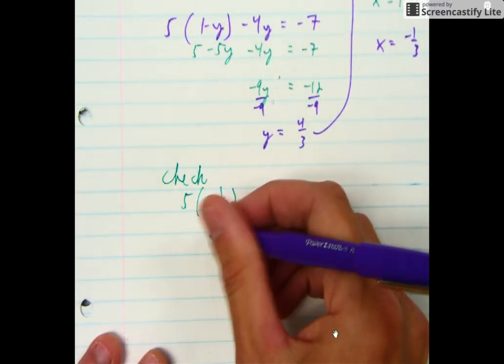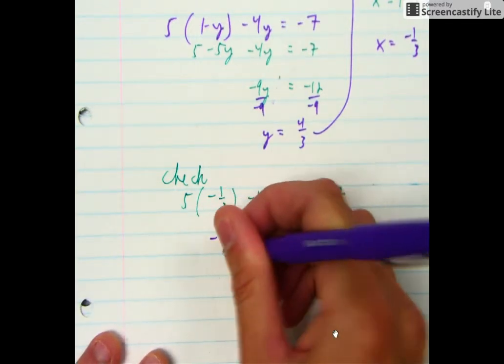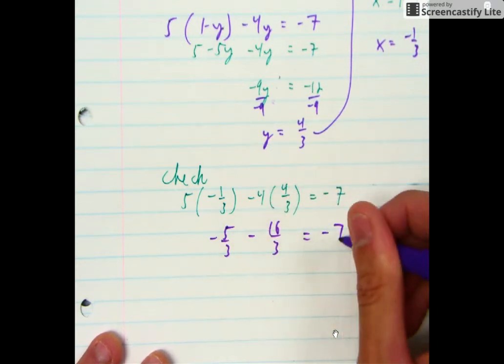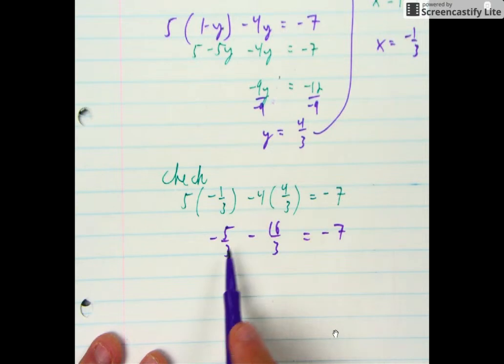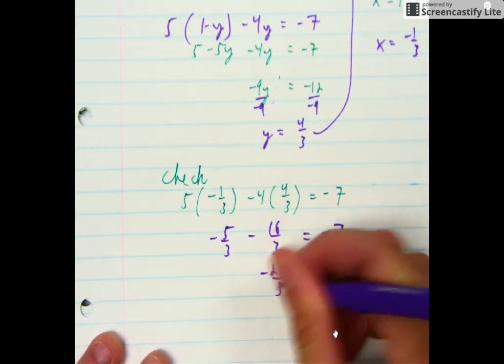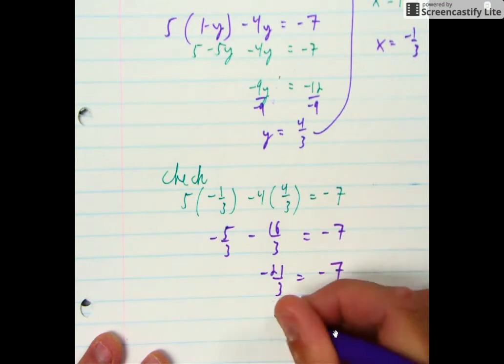And I keep it in fraction form. You'll see in a second that that actually makes this one a little bit easier to do. They have the same denominator, -5/3 take away 16/3. It's going to be -21/3, and that is the same as -7.